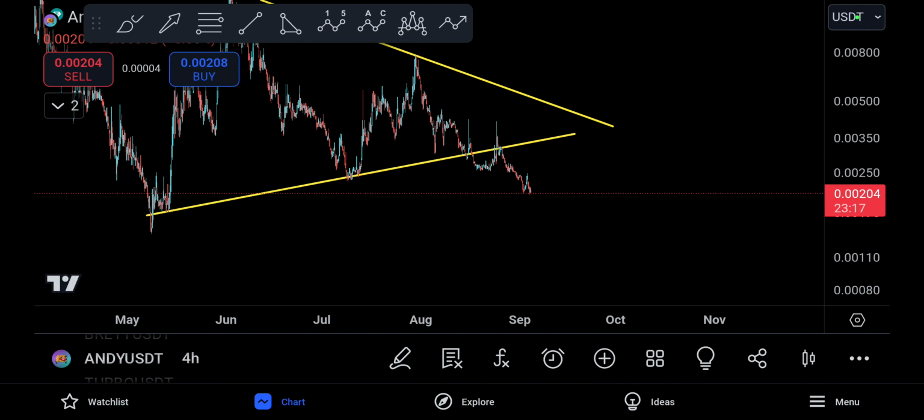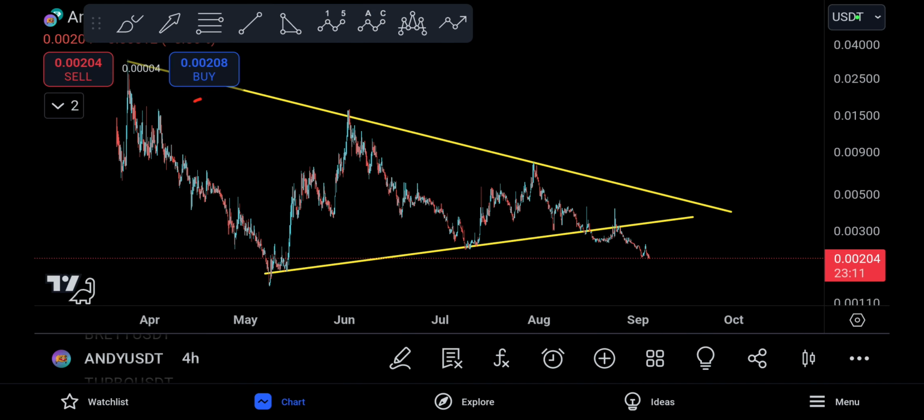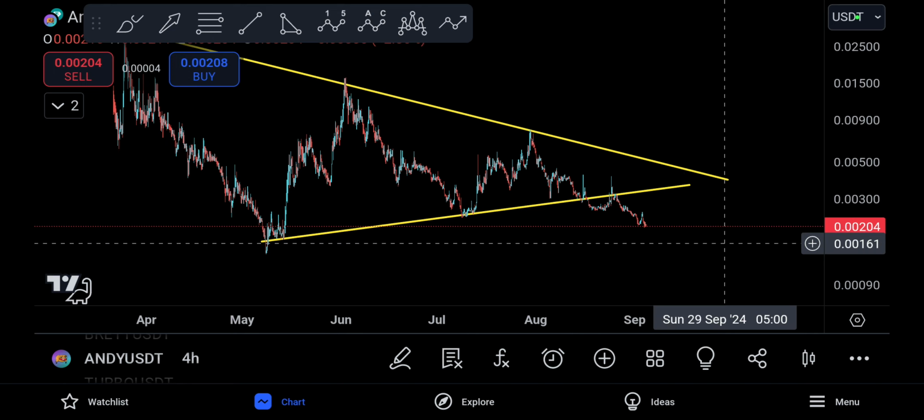So what else is there to talk about? Well, this is your technical target. I'm just going to leave it as simple as it is. You have the symmetrical triangle. You broke below, you retested, you failed, and it's going to go down, and that's where you're going to come down to. So what's the price? The price is pretty much going to be 161 level.